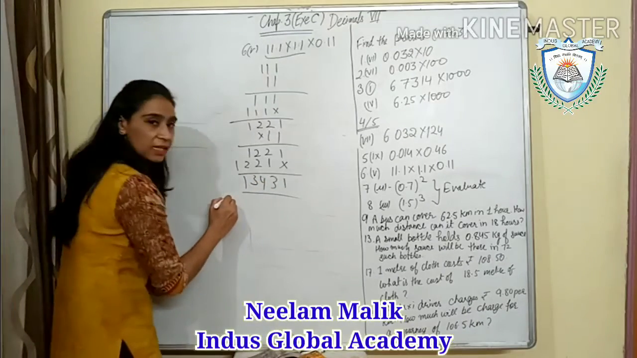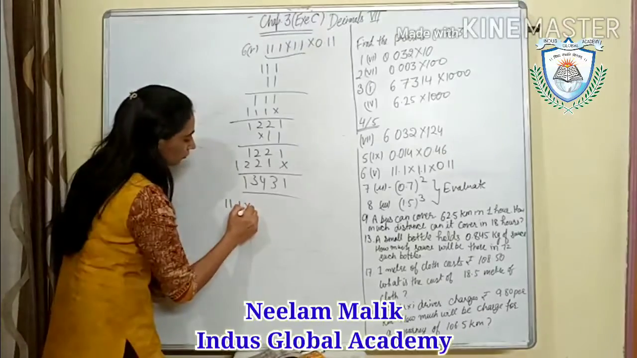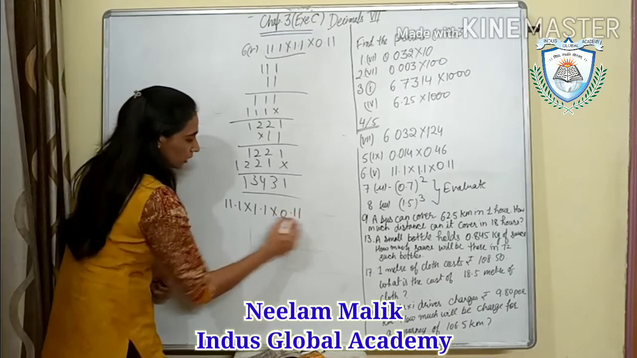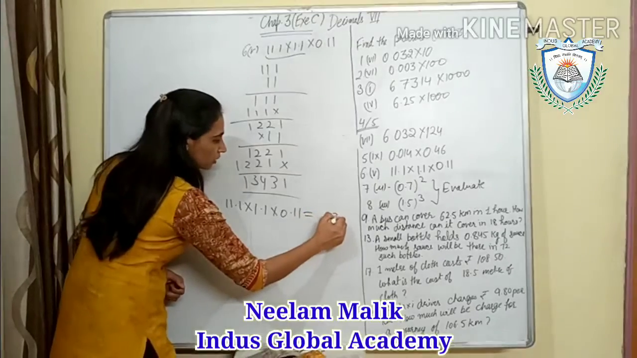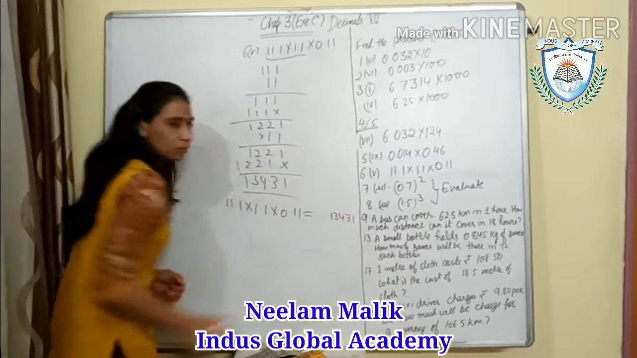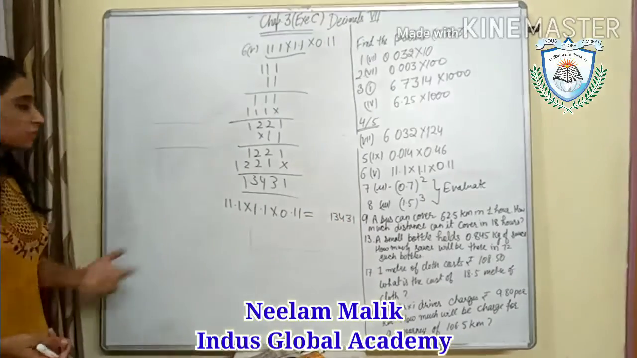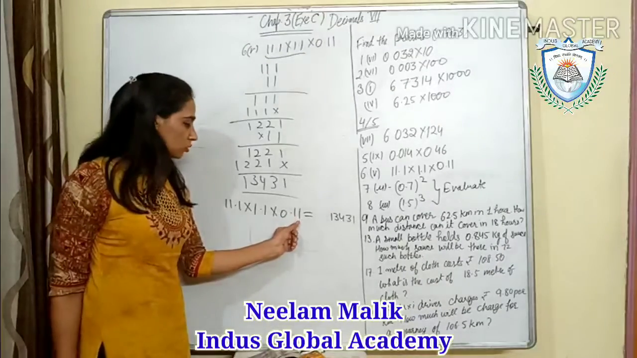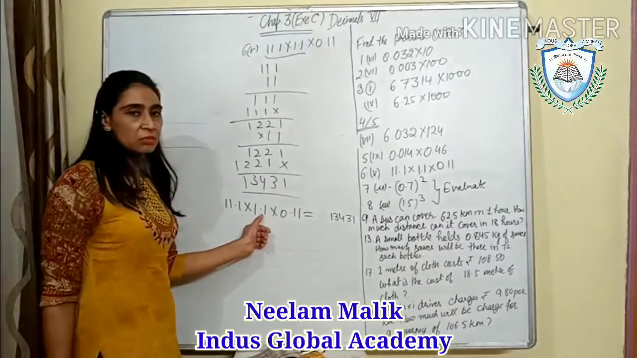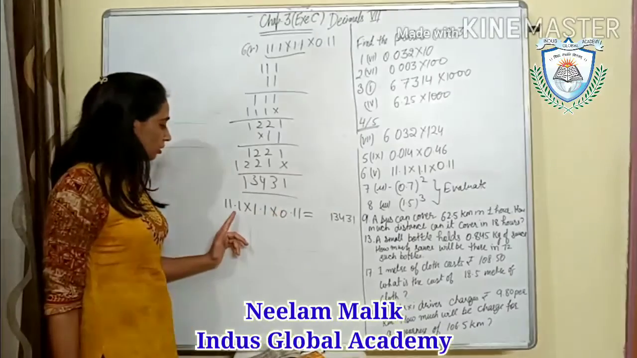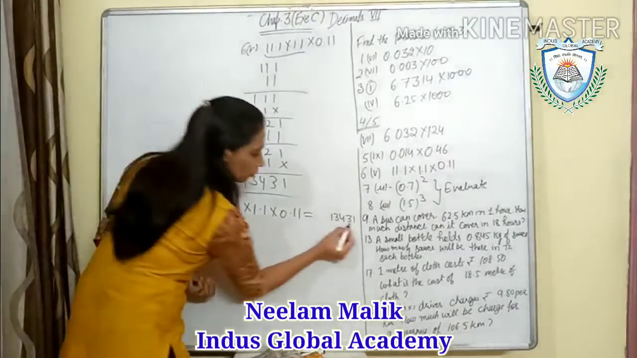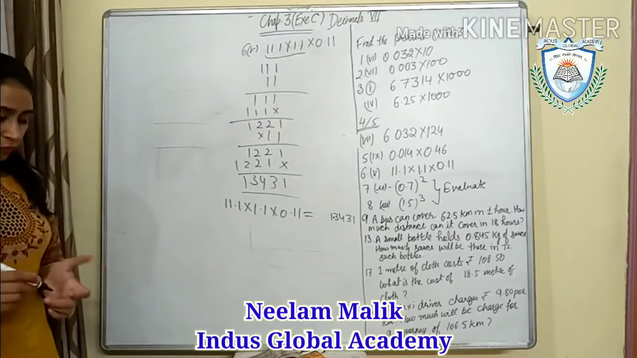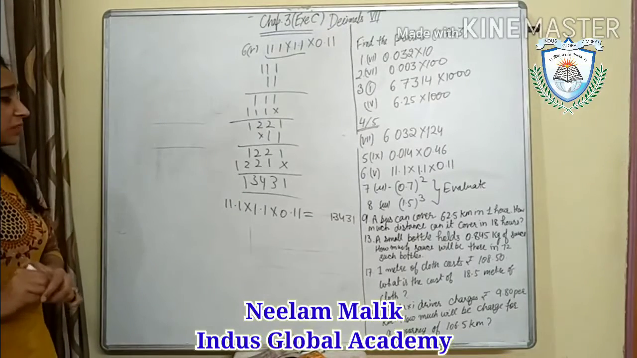Now at the end we will write 11.11 into 1.1 into 0.11 is equal to 13431. Yes, where will be the decimal? Count after decimal. There is 2, 1, 2, and here after decimal 1, so 2, 3, and here 4. So 1, 2, 3, 4. Our answer is 1.3431. This is our answer.